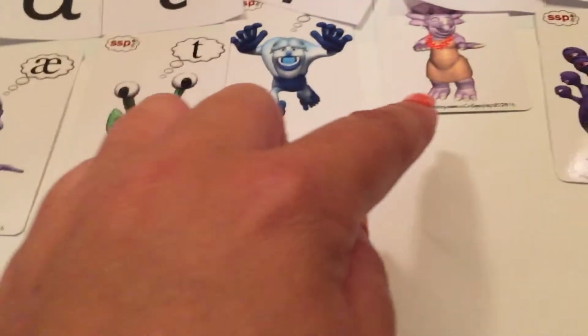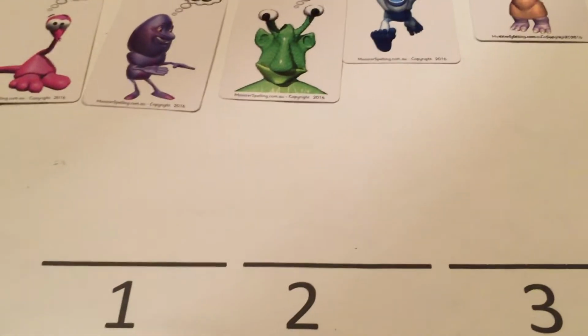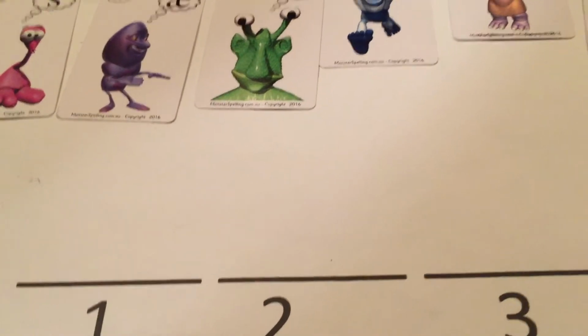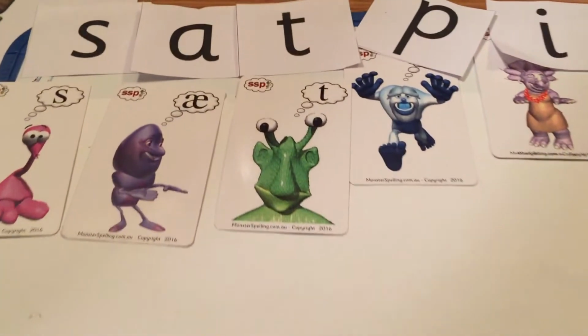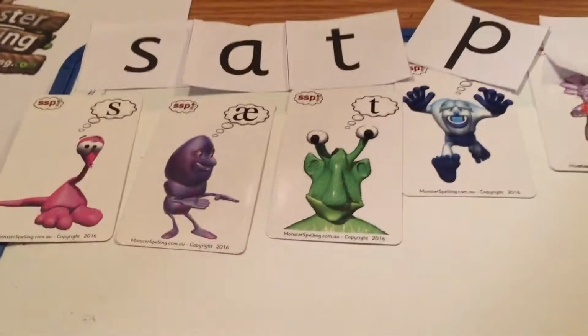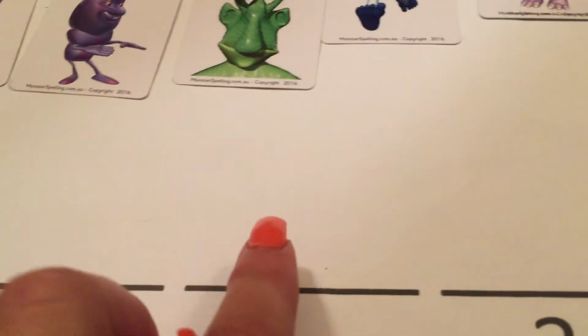So we're segmenting. Where's monster n? Where's monster t? So we're segmenting and blending, and that means that the child, because of the phonemic awareness and the oral language, is able to say, well, what's the representation for a? What's the representation for n and for t in this word?